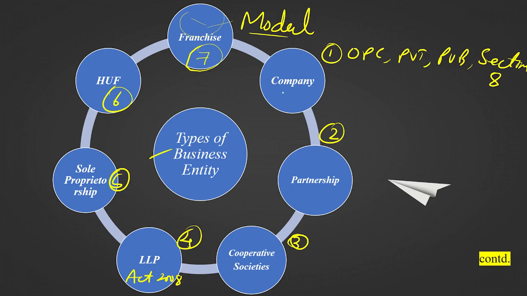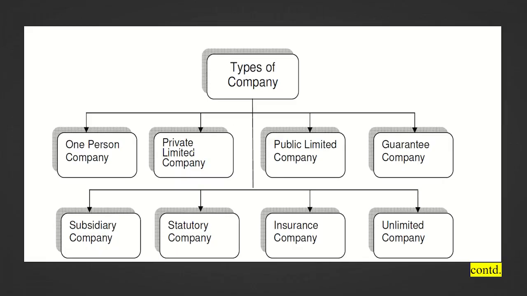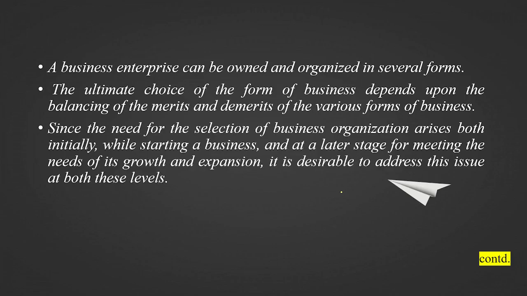So when you're a franchisee, you should be registered under any one of these. As you can see, there is nothing called franchisee registration itself. It is a form for you to run the business. It is not a form of business, it is a form for you to run the business. So as you can see here, we have one person company, in company, then private company, public company, and in that again company limited by guarantee, subsidiary, statutory company, insurance company, unlimited company. So you should just know the brief types, which one you are going to start.